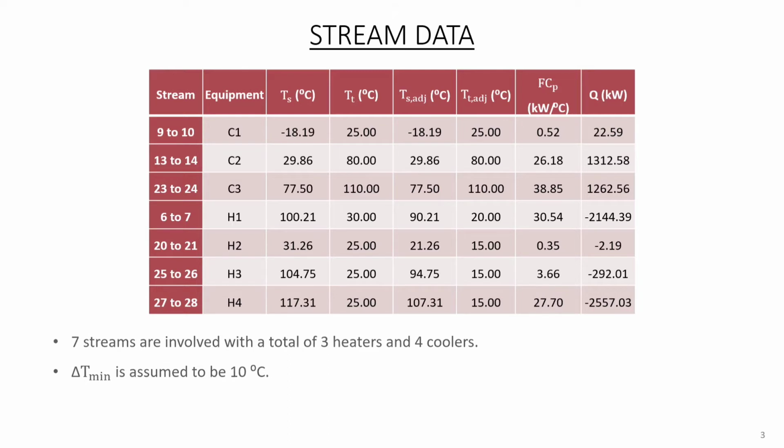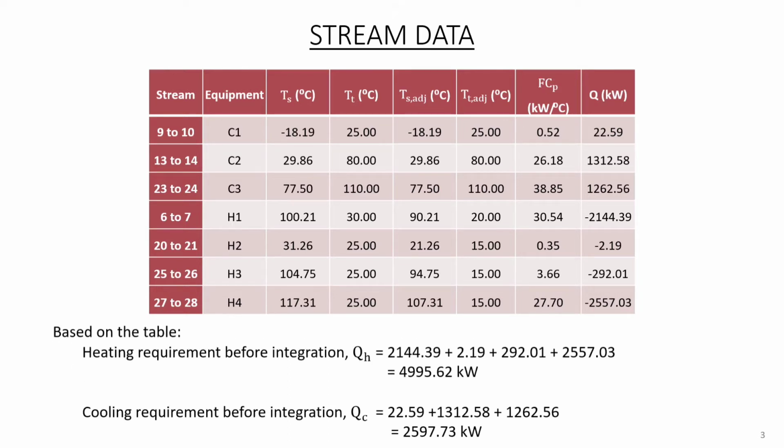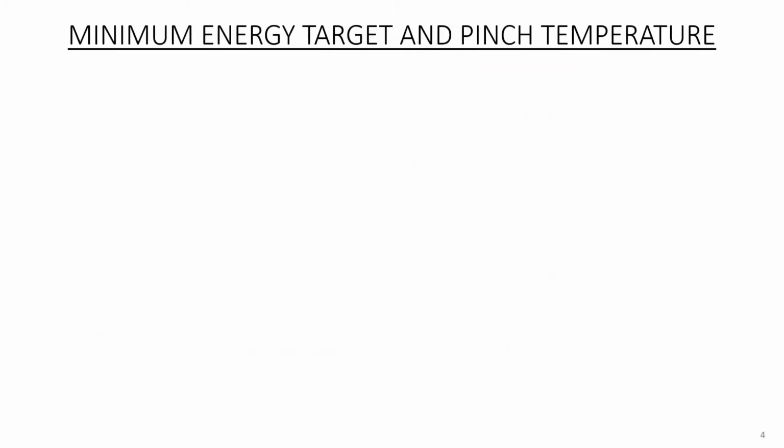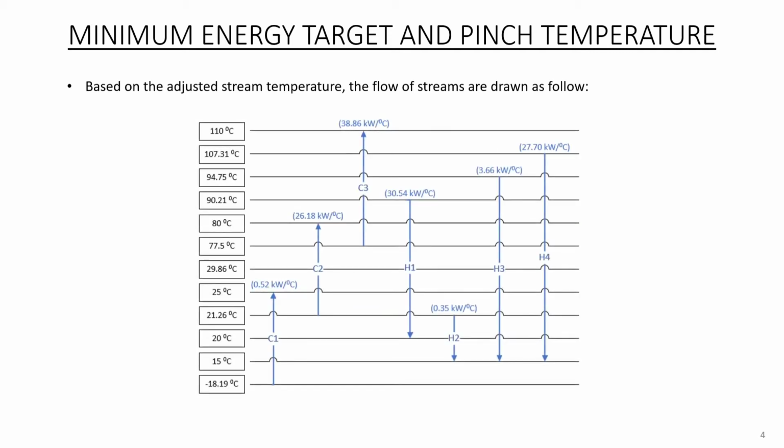Based on the table, it can be noted that heating requirement before integration is 4995.62 kilowatts, whereas the cooling requirement before integration is 2597.73 kilowatts. Based on the adjusted stream temperature, the flow of streams are drawn as follows. This is to help in the following calculations of minimum energy target and pinch temperature.